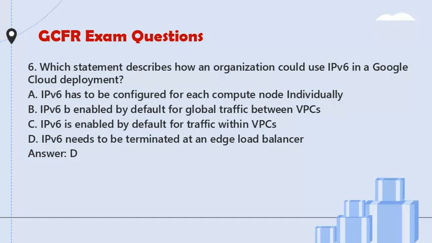6. Which statement describes how an organization could use IPv6 in a Google Cloud deployment? A. IPv6 has to be configured for each compute node individually. B. IPv6 is enabled by default for global traffic between VPCs. C. IPv6 is enabled by default for traffic within VPCs. D. IPv6 needs to be terminated at an edge load balancer. Answer: D.